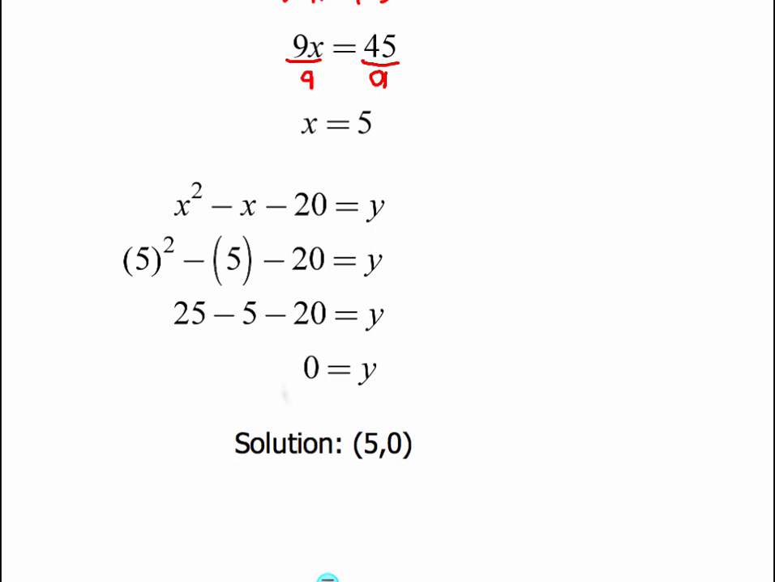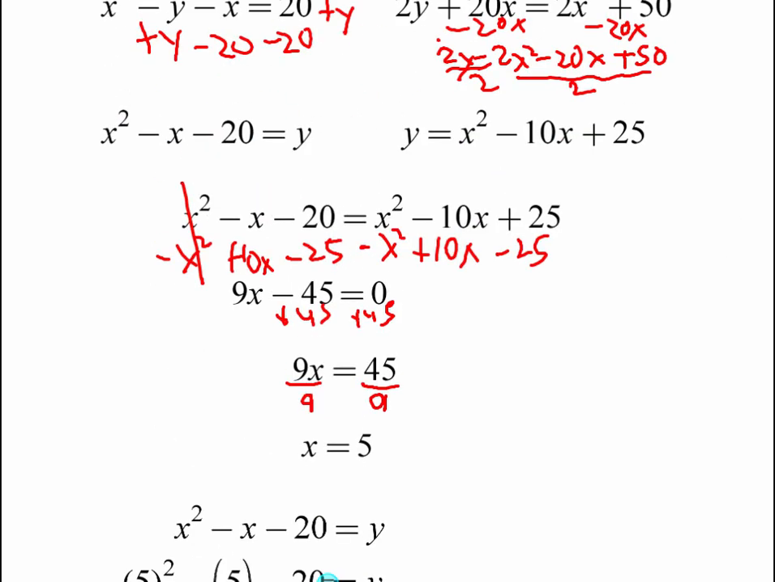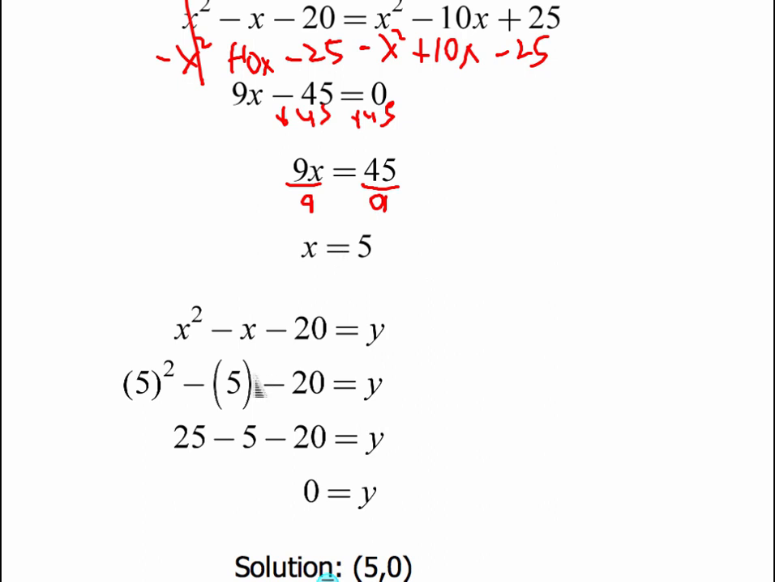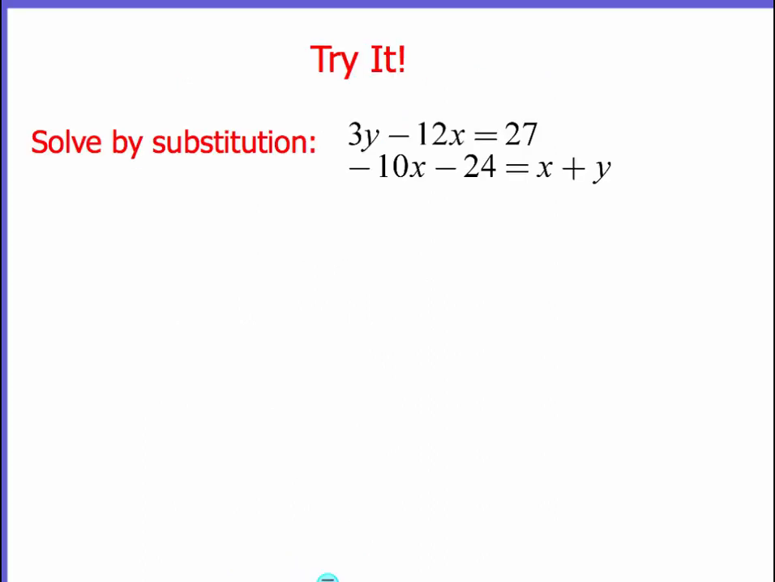So from these two examples, you can see how to work out a system. You get both sides equal to y. You set them equal to each other. You solve the resulting equation, so you can figure out what x is, and then you plug in x to get your y value. So I'm going to leave you with this try it problem.